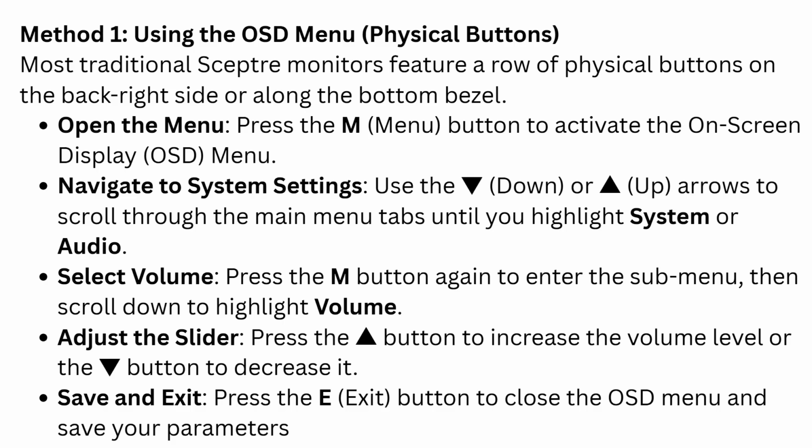highlight System or Audio. Select Volume: press the M button again to enter the submenu, then scroll down to highlight Volume. Adjust the slider: press the up arrow button to increase the volume level or the down arrow button to decrease it. Save and exit: press the exit button to close the OSD menu and save your parameters.